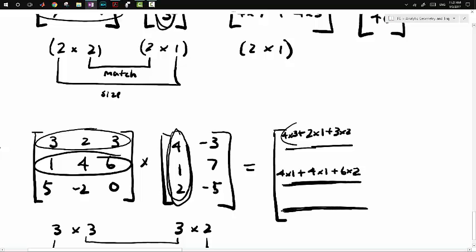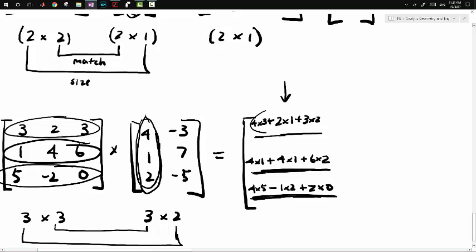This last element is going to be this row multiplied again by this column, because we're only dealing with this first column here. So this is going to be 4 times 5 minus 1 times 2 plus 2 times 0.